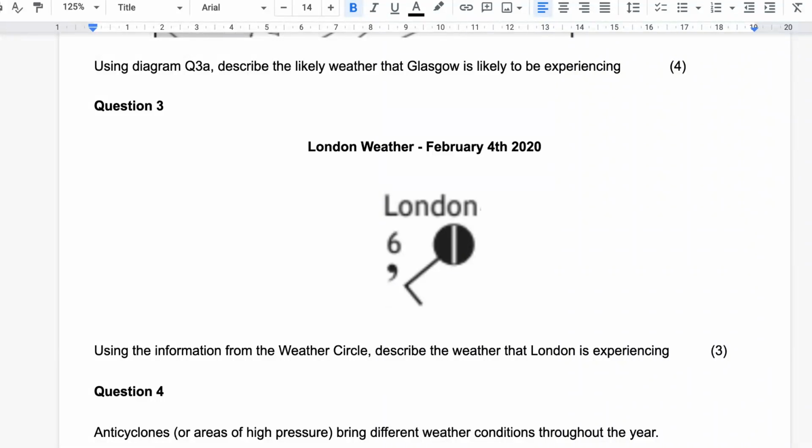So have a reflection. How much of that do you think you're secure on? And note down any problems about reading these weather symbols that you might have. Which bit are you maybe not sure about? Is it the wind speed, the wind direction? Is it the cloud cover? Is it the weather symbols? Or is it this number here, the temperature? Okay, pause the video now, have a reflection, and let's go on to question 4.